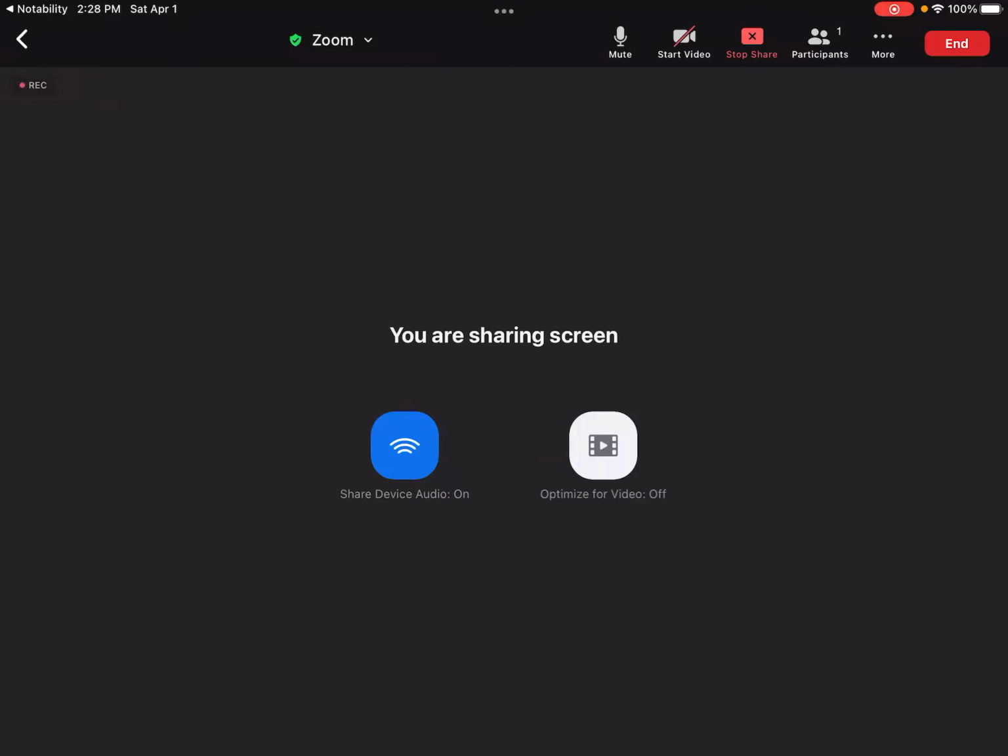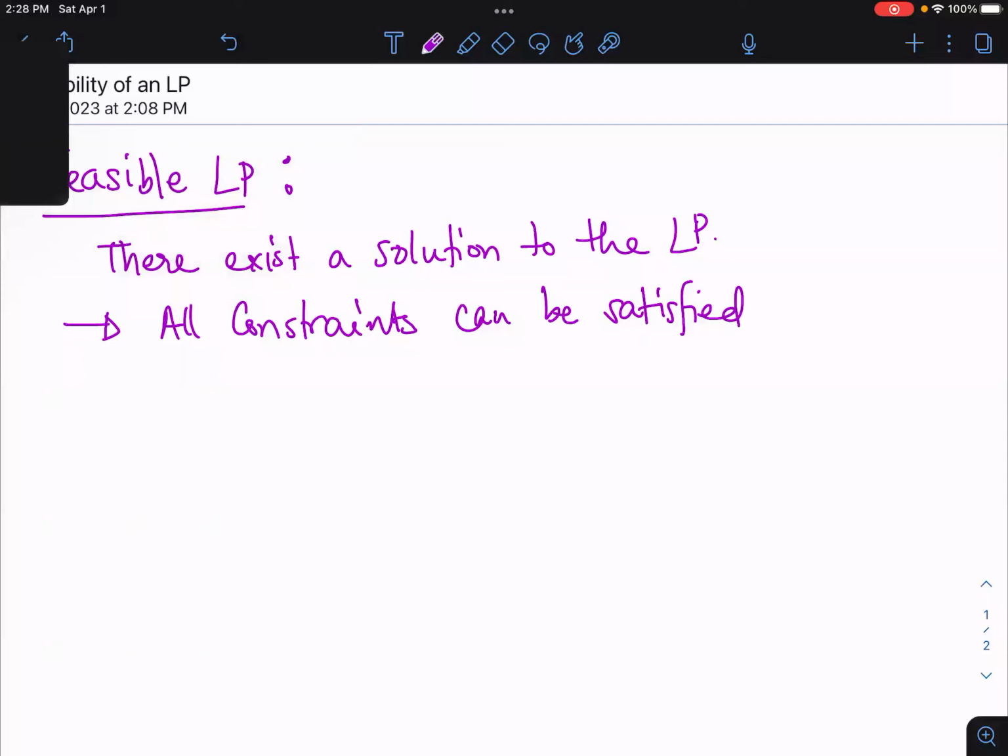All right, in this video, I'm going to explain the feasibility of a linear program. So what is a feasible linear program? A feasible linear program means that there exists a solution to the LP. All we are saying is that the LP, the linear program, is solvable.